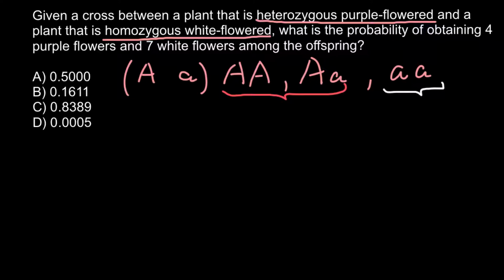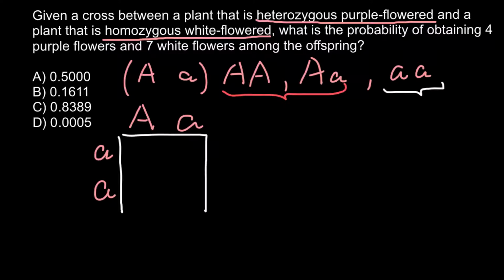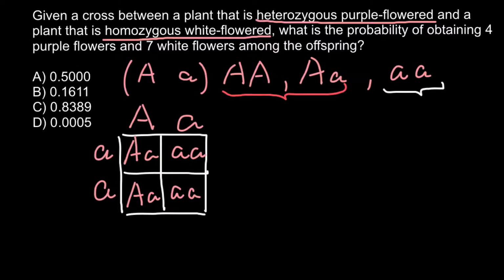Now we know that we have to cross one purple flowered plant whose genotype is going to be heterozygous, capital A, small a, with a white flowered plant whose genotype is going to be small a, small a. And when we build a Punnett square, we can find the probability for the progeny to be phenotypically white or to be purple. So capital A, small a here, small a here, capital A, small a here, and small a here. As you see, according to this Punnett square, 50% of the progeny would have purple flowers, another 50% of the progeny would have white flowers.